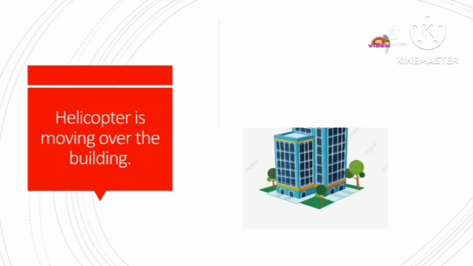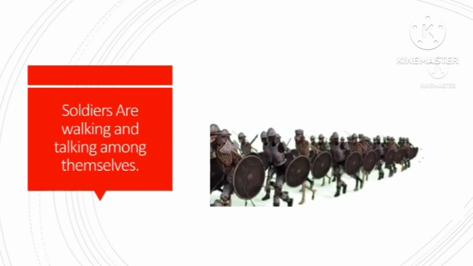Number 11. Among. We use among for talking about a group of people. Like, soldiers are walking and talking among themselves. The disease is spreading fast among the community. Note, among and amongst are similar prepositions.